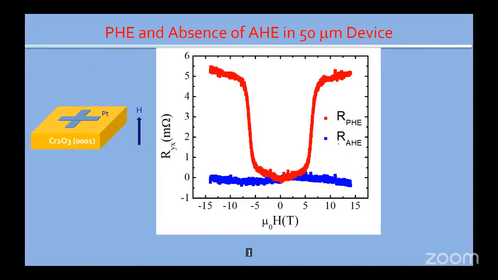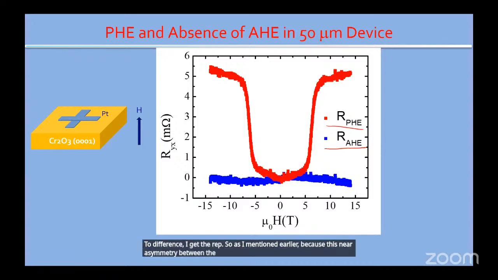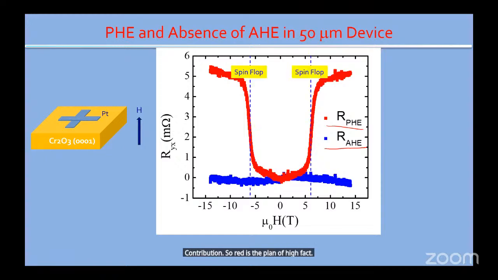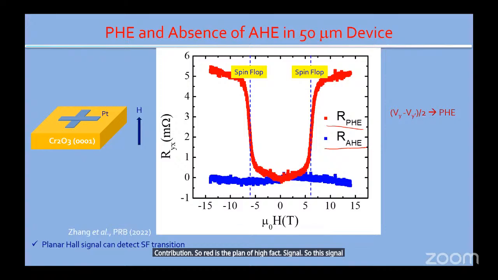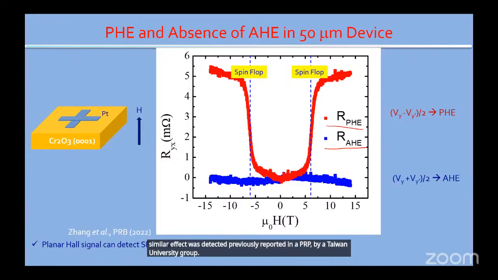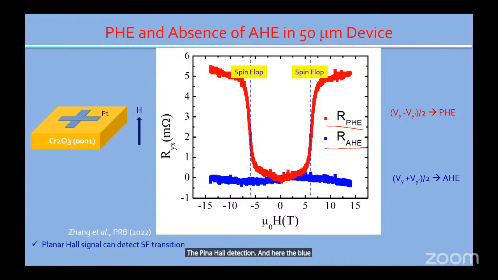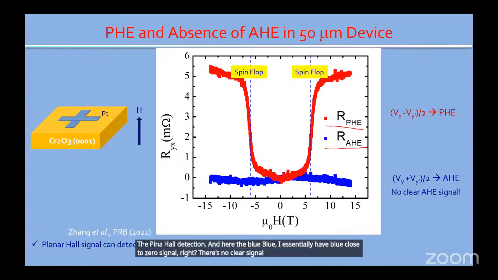Okay, so let me just use these two curves I detect in the two channels. If I do the sum, I get the blue. If I do the difference, I get the red. So as I mentioned earlier, because of this near asymmetry between the two curves, I have primarily the planar Hall contribution. So red is the planar Hall effect signal. A similar effect was previously reported in a PRB paper by a Taiwan University group, the planar Hall detection. And here for the blue, I essentially have close to zero signal, right? There's no clear signal. I mean, at least I'm looking for some abrupt change around the spin flop transition, but there isn't any.